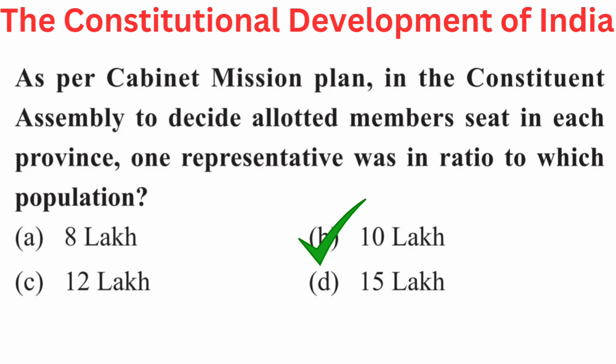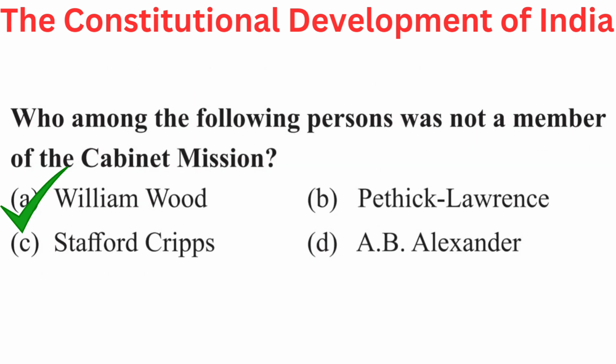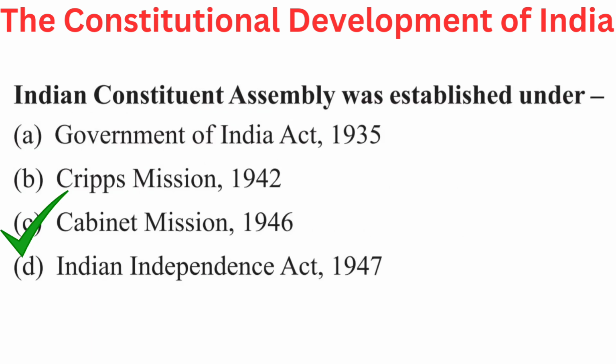10 lakhs. Your question is, who among the following persons was not a member of the Cabinet Mission? Your options are A. William Wood, B. Patrick Lawrence, C. Stafford Cripps, or D. A.V. Alexander. Right answer is A. William Wood.